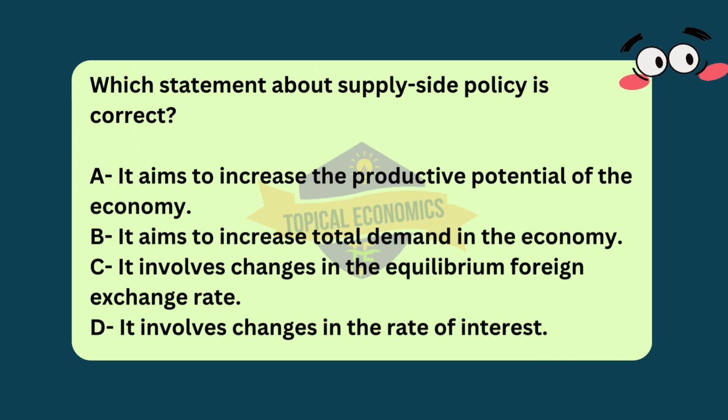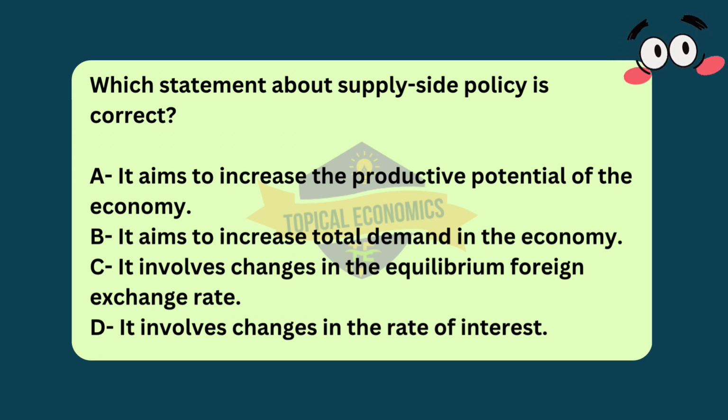The correct statement about supply-side policy is option A. It aims to increase the productive potential of the economy. Supply-side policies focus on increasing the economy's ability to produce goods and services by improving factors such as labor productivity, capital investment, technological innovation, and the efficiency of markets. These policies often involve measures like reducing taxes, deregulation, improving education and training, and encouraging entrepreneurship to increase the overall productive capacity of the economy.